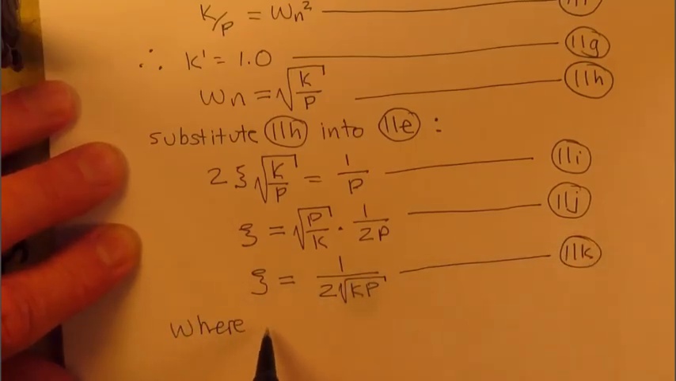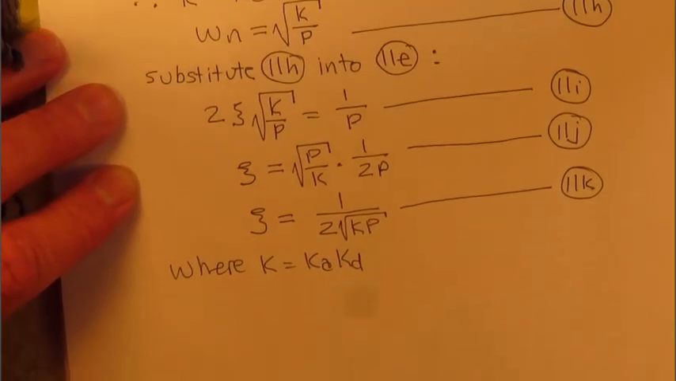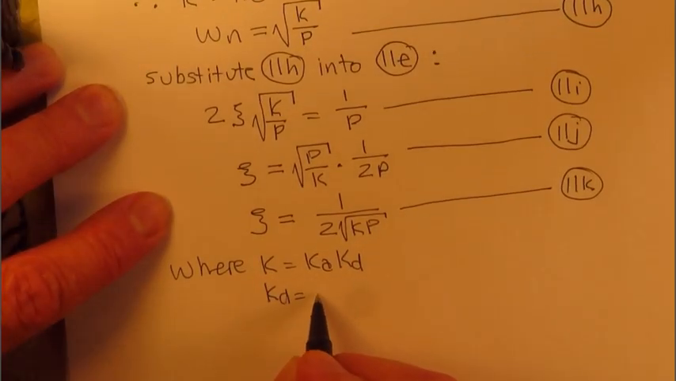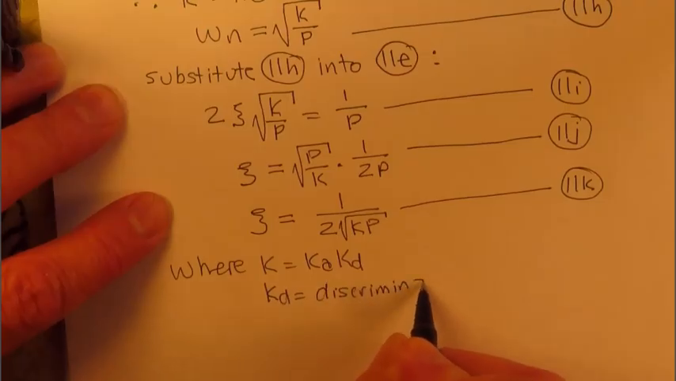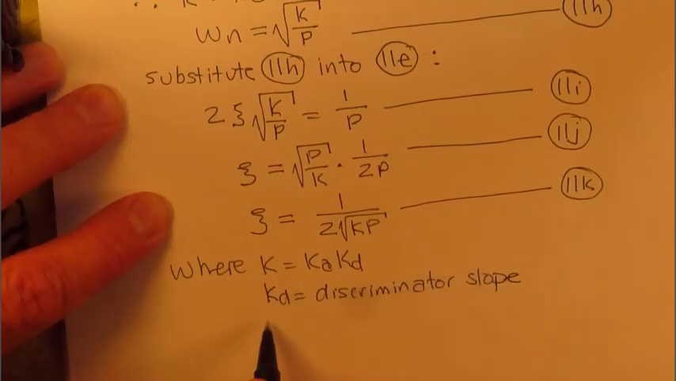Anyway, remember that variable k in the natural frequency and damping ratio equations is really the product of two constants. Kd, the slope of the discriminator curve, that's how much error voltage there is for a given pointing error, and Ka, which is the loop gain. So k is equal to Ka times Kd.